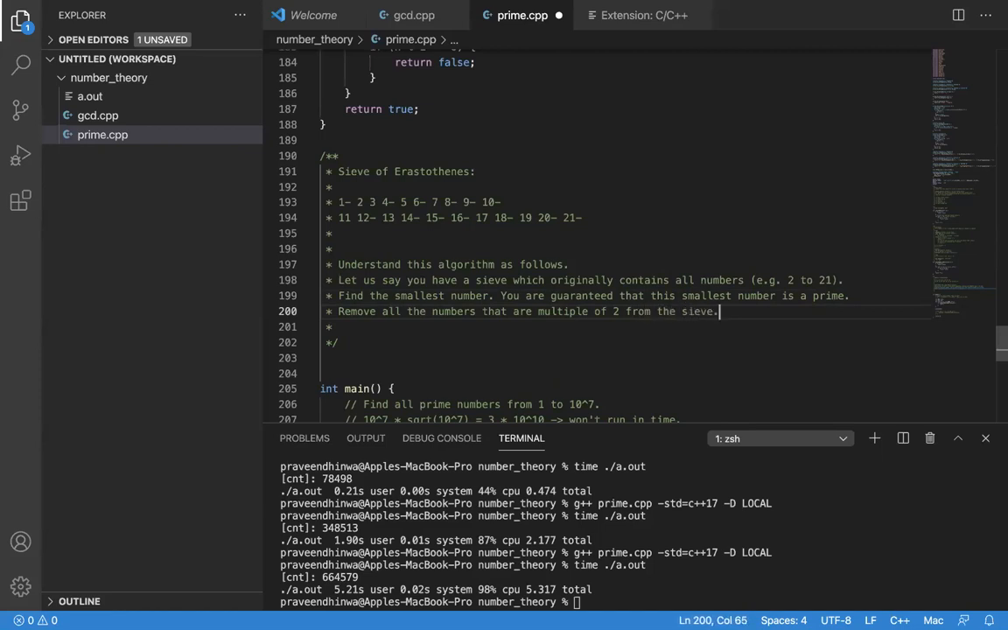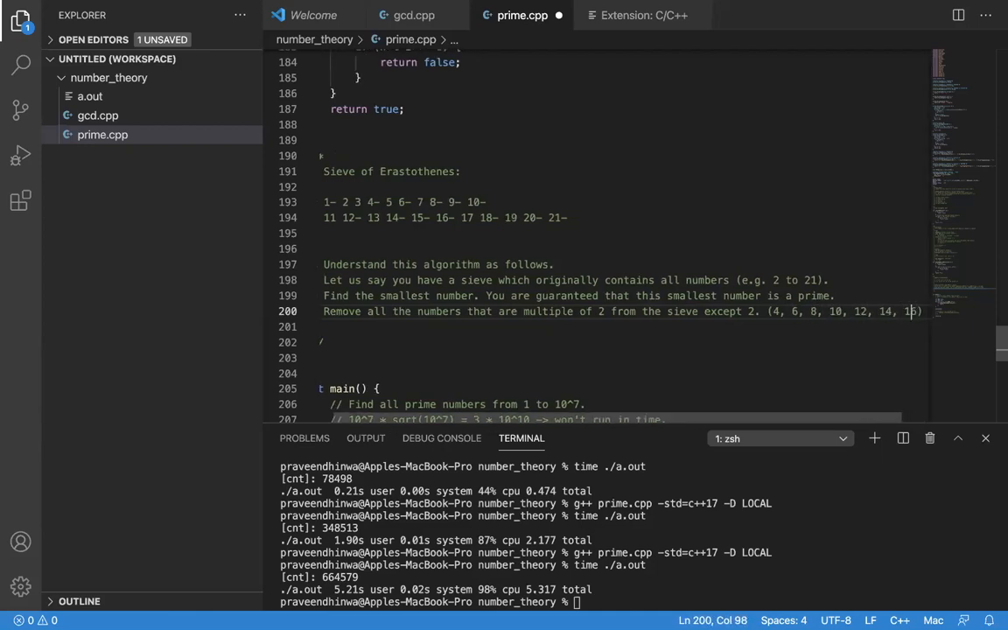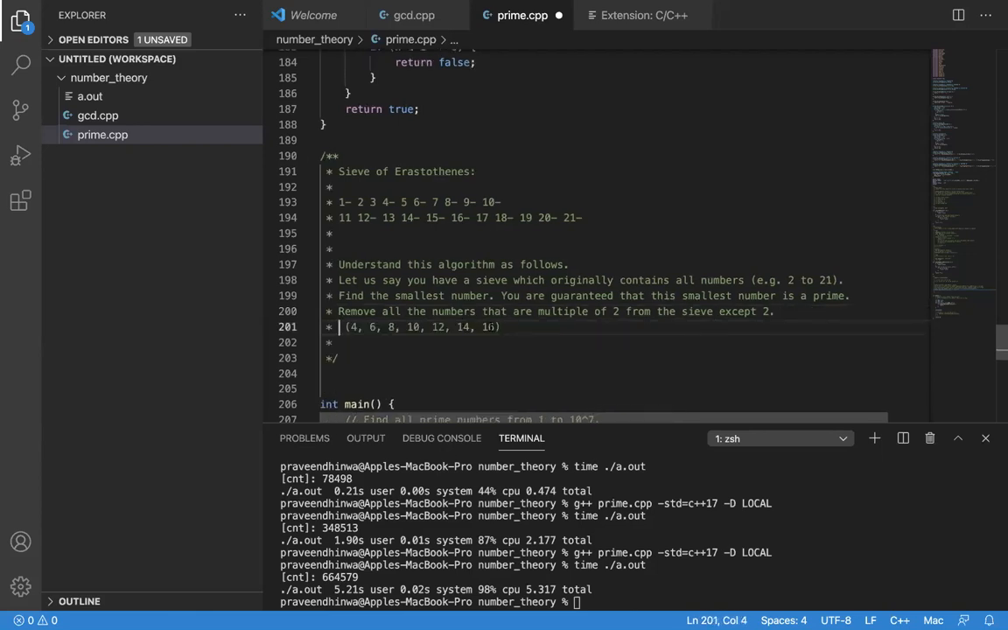So basically what did you do? Whatever were multiples of 2, you removed them from your chalni. So remove all the numbers that are multiples of 2. So what are the multiples of 2, except 2? Because 2 is a prime. Don't remove a prime. Whatever are non-primes, you want them out of your sieve. So you removed 4, 6, 8, 10, 12, 14, 16, 18 and 20.